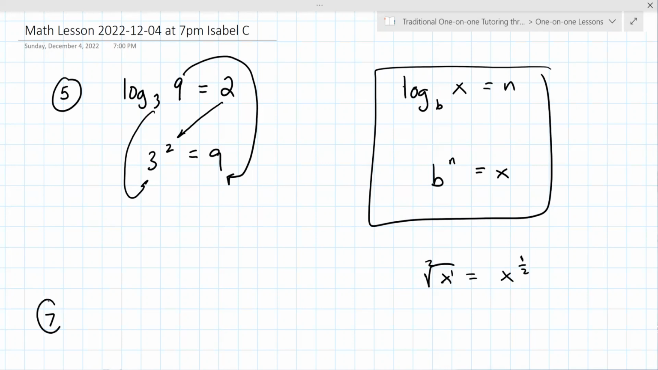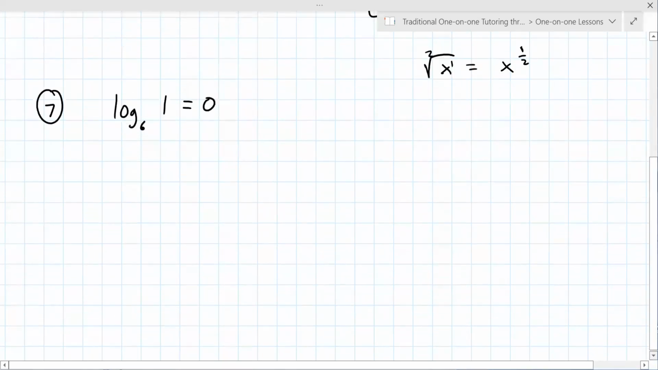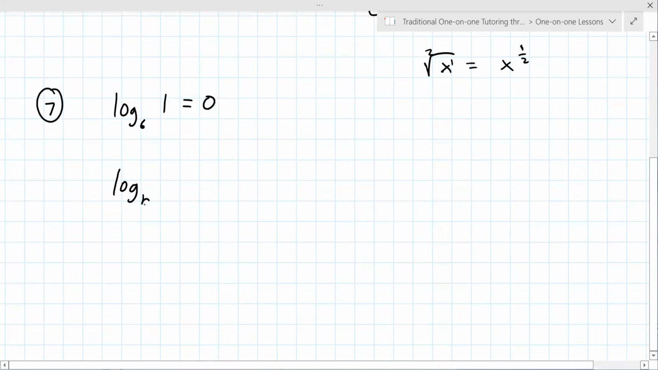Okay, enough on that. 7 is log base 6 of 1 equals 0. This is a property. The property is log base b of 1 is always 0. So this right here, doesn't matter what it is, not important, but the 1 is. The 1 tells you that this is always 0. Maybe that doesn't make sense. The right side is always 0.